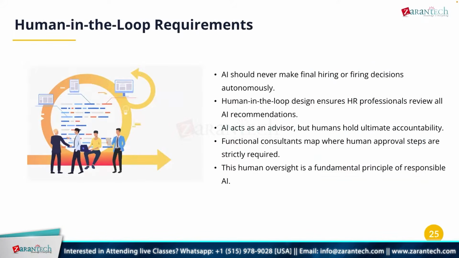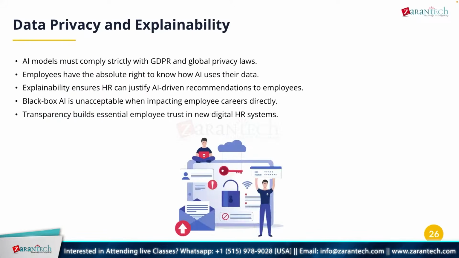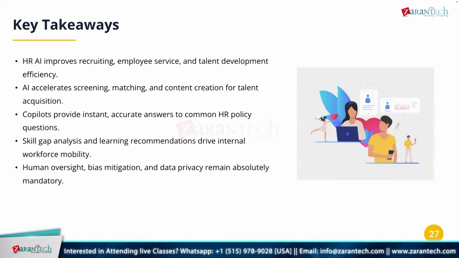Again, human in the loop, HITL recruitment. It should not make final hiring decisions autonomously; it acts as an advisor, but humans hold the ultimate final decision. It should not go only with machines. That is the final thing you have to consider. Especially in data privacy and explainability, because whatever the resumes, whatever the flow of personal data you get, the privacy should be properly maintained and it should comply, and it should ensure HR can explain AI-driven recommendations to employees also. Transparency is very important here. So these are the key takeaways.